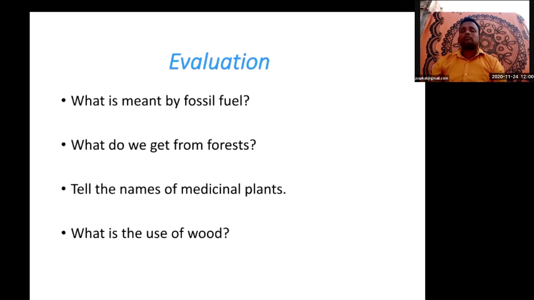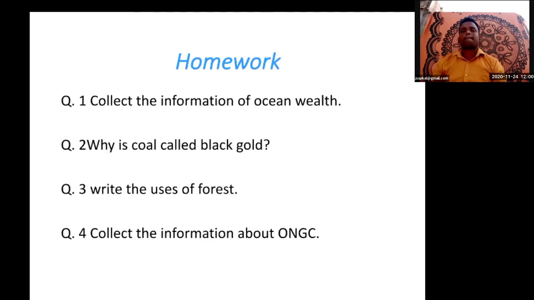Okay, now we'll move to the last part of the lesson, that is homework. Okay, next slide, sir. Yes, now here 4 questions have been given. Collect the information of ocean wealth. It's minimum information which is given in the textbook, but apart from that you have to collect more information. And why is coal called the black gold? Coal is a fossil fuel, but why is it called black gold? Next, write the uses of forest. What is the use of forest? That has to be written.